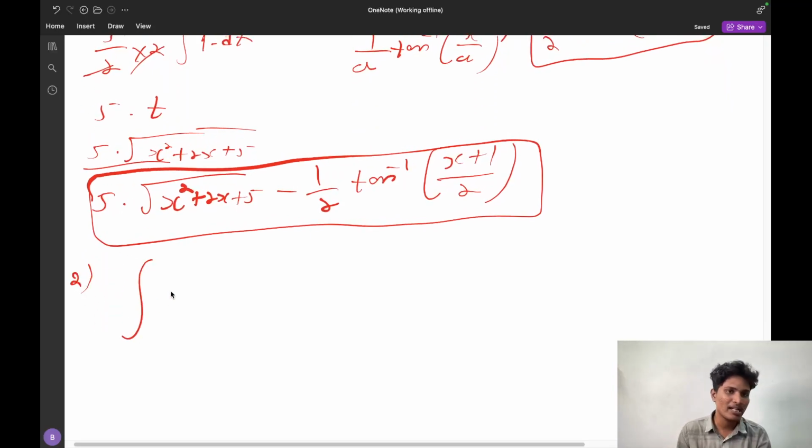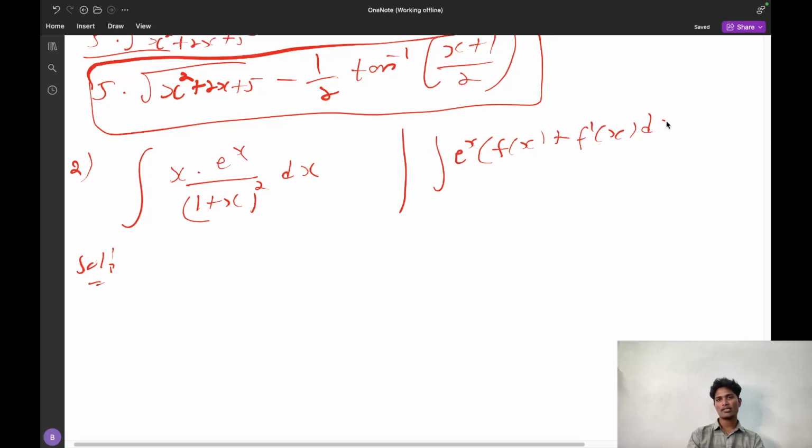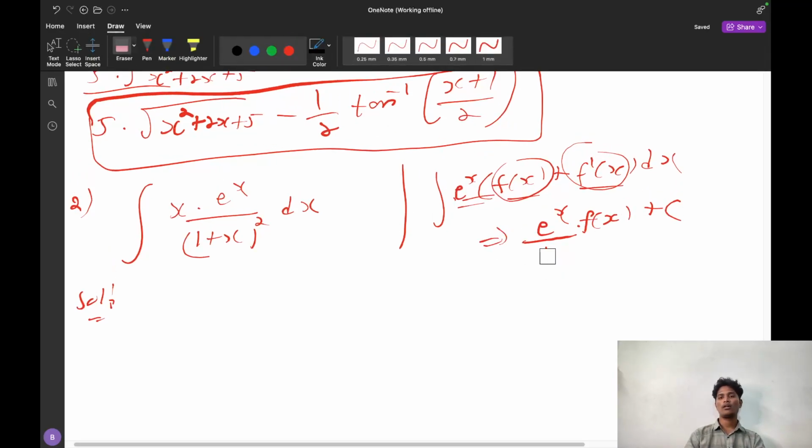And the second question is the integral of x into e power x divided by 1 plus x whole square, dx. This is the second question. If you observe carefully, I forgot to mention one formula: what is the integral of e power x into f of x plus f dash x, dx? That is e power x multiplied by the complete f of x plus f dash x, where the differentiation of f of x is f dash x. What is the integration of this? The integration of this is simply the identity: e power x into f of x. Simply you can remember that e power x into f of x is the answer.